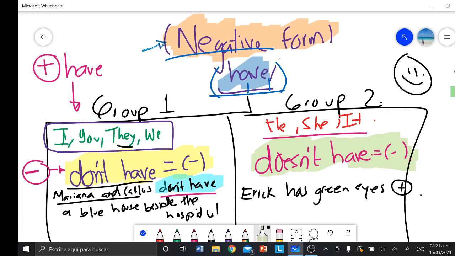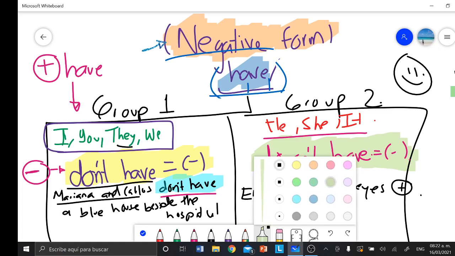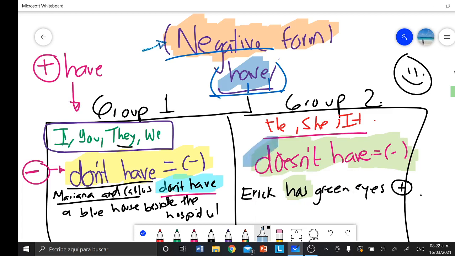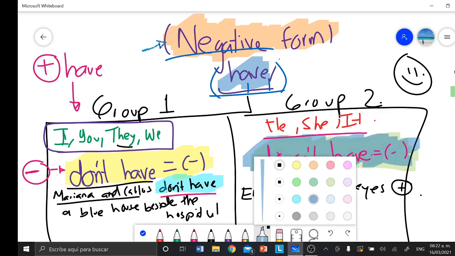Esta obviamente que está afirmativa. Estamos diciendo que Eric tiene ojos verdes, ¿cierto? But what are we learning today? Que estamos aprendiendo hoy? The negative form. So the negative form of that will be doesn't have. Remember, doesn't have is only used with the subjects he, she, and it.